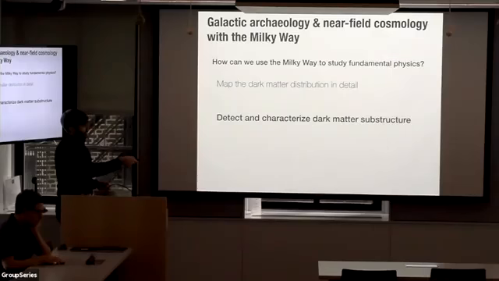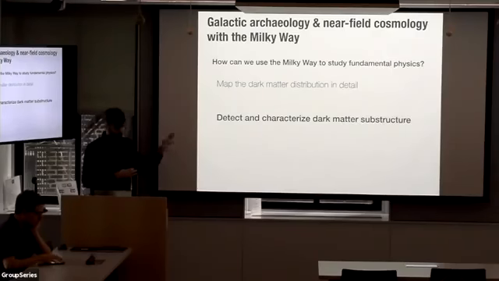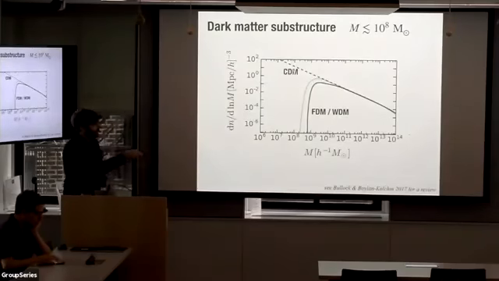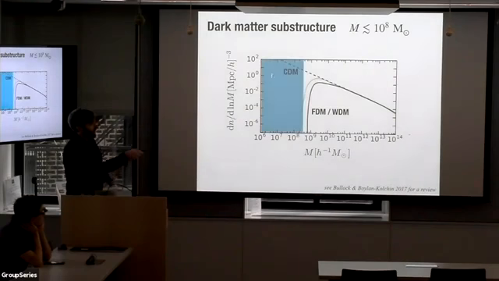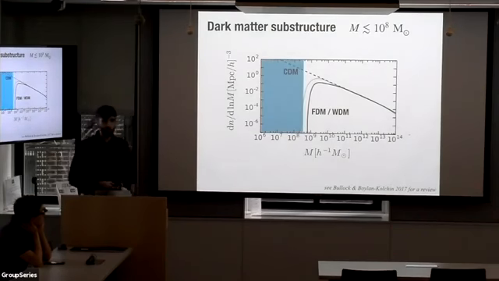The second is detecting and characterizing dark matter substructure. By this I really mean trying to find very low-mass things, substructure that is below the mass of the dwarf galaxies that we see, which if we could find a large population of these things would place constraints on the types of effective models for dark matter that don't produce them.